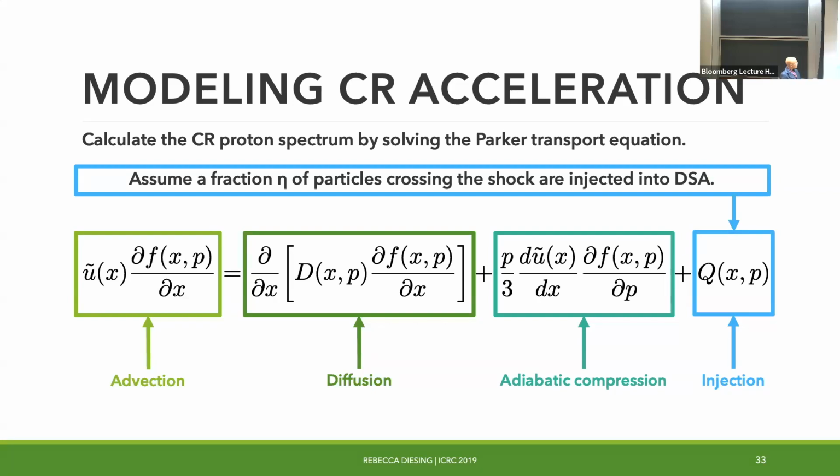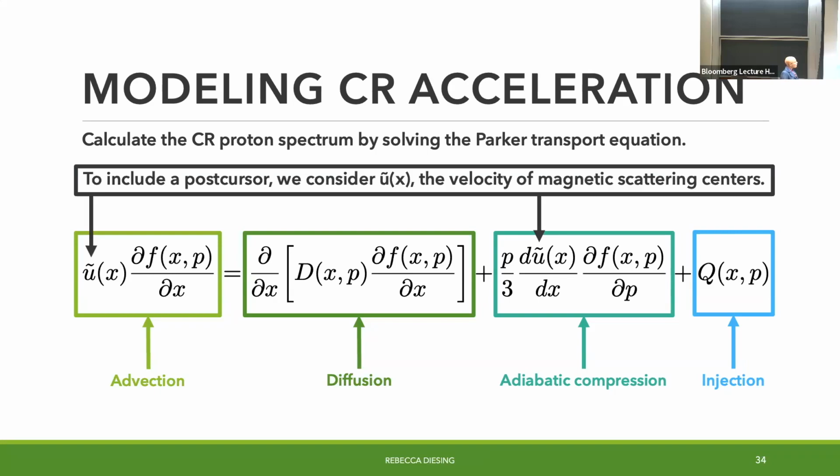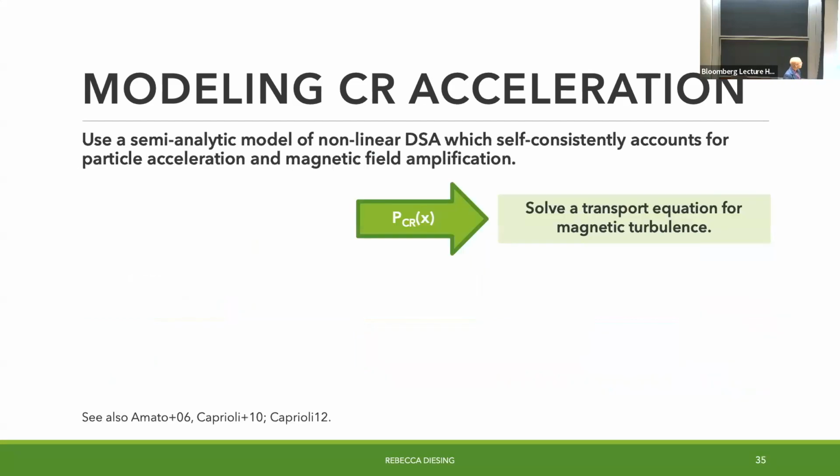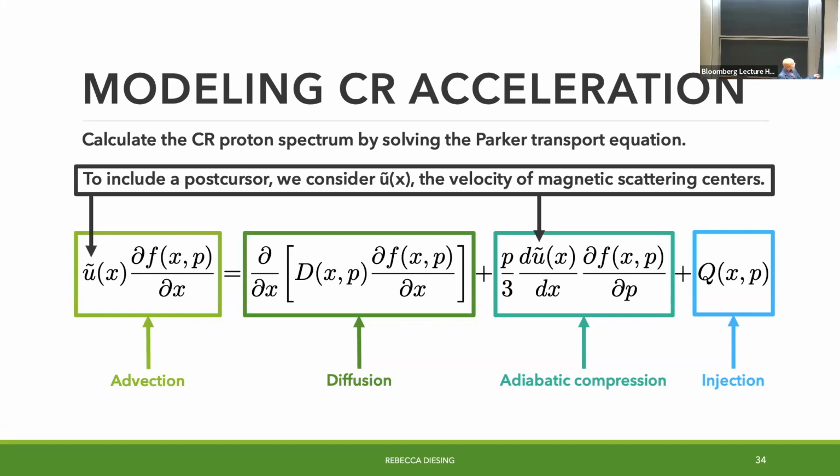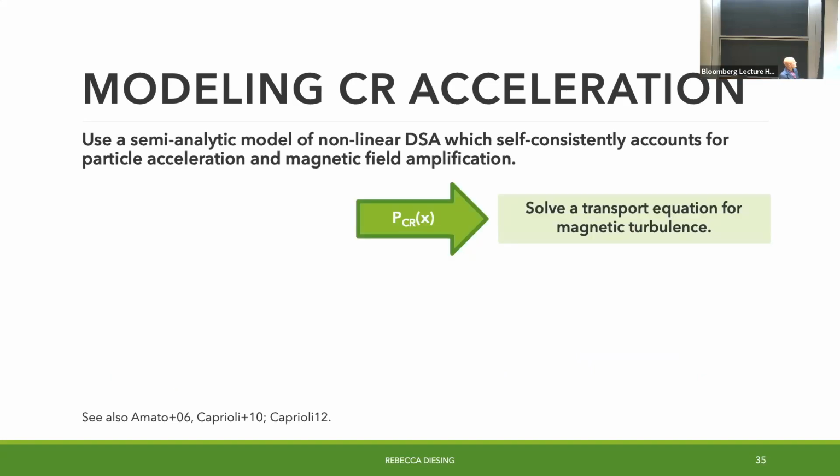So the idea here is if you want to include the precursor, you are also considering not the fluid velocity, but this thing I'm calling U tilde, which is basically the velocity of magnetic scattering centers. So it has an Alfvén speed baked in, all of what I just showed with the precursor. And so I will mention that this is actually not a closed system of equations on its own. You need a fluid velocity. You need to know what your diffusion coefficient is. We're going to assume Bohm diffusion, but it depends on your magnetic field. And then, of course, you want to solve for your particle distribution at that speed. And so you need a system of equations that we basically solve iteratively.